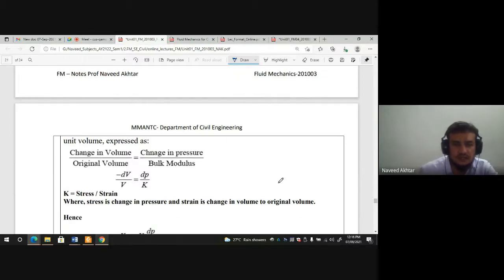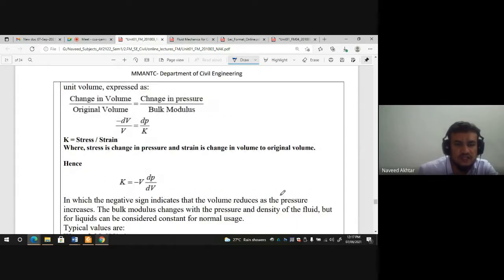So what is the bulk modulus? K is equal to the change in pressure over the change in volume. Here you can see that K is nothing but stress upon strain. Stress is the change in pressure, and strain is nothing but the change in volume to the original volume. So generally we write dV upon V, where V is the original volume and dV is the change in volume.